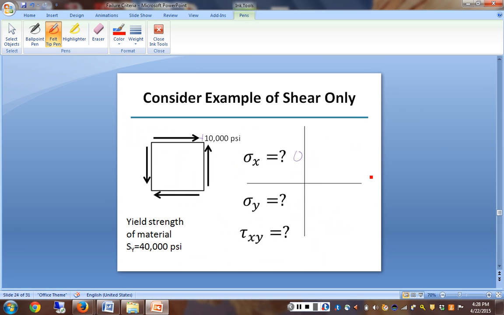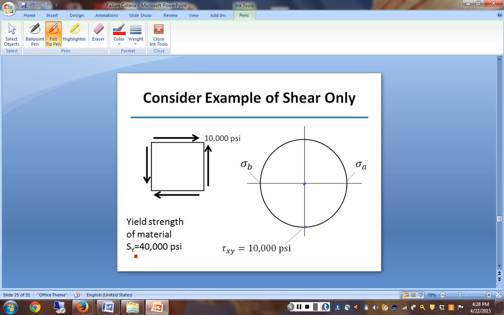So, a quick example, and I dislike going through PowerPoint, but okay, we have an example of shear only. So what is my stress state? My sigma x is 0, sigma y is 0, and the tau is 10,000. Yield strength of the stuff is 40,000. How do I go through and do my criteria? You need your principal stresses because you need the maximum shear value to use the max shear criteria.